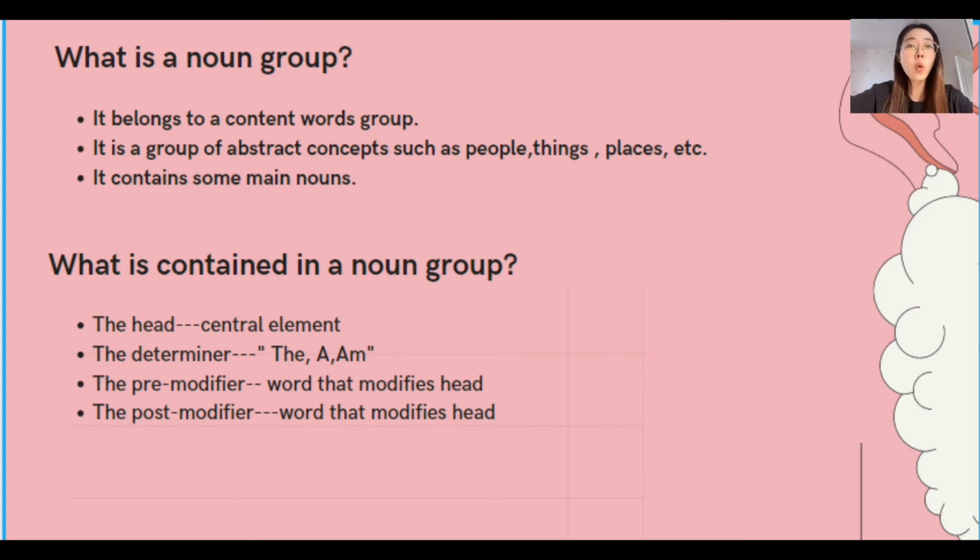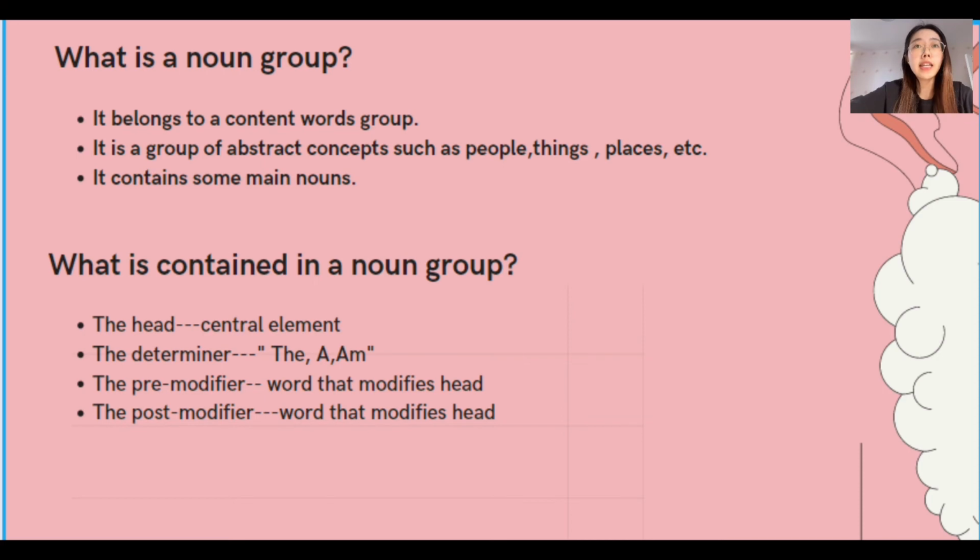Actually, there are 4 main elements that make up a noun group. They are the head, the determiner, the pre-modifier, and the post-modifier. The head means the central element. It refers to the subject in a sentence.